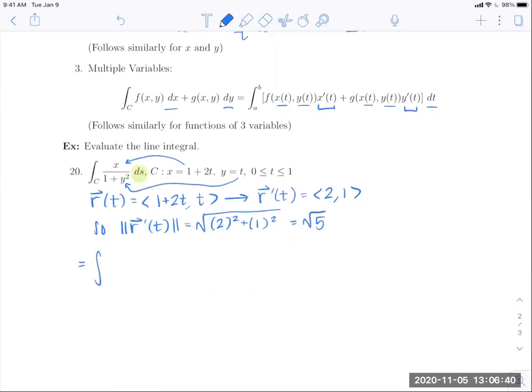So my limits of integration will always be provided. In this case, we're going from 0 to 1. My numerator x is going to become a 1 plus 2t. My denominator 1 plus y squared becomes a 1 plus t squared. Don't forget that factor of the square root of 5 there. That comes from that ds differential, that arc length. And then, of course, we're integrating with respect to t.